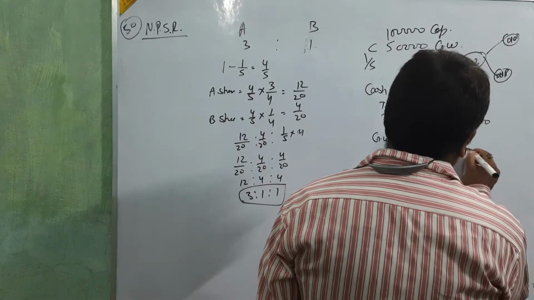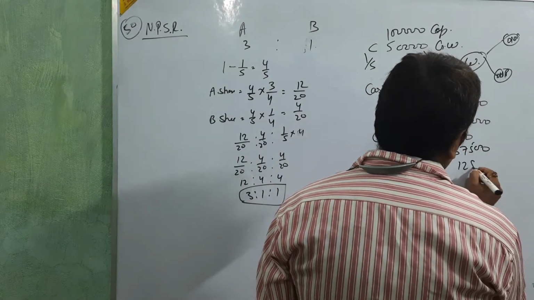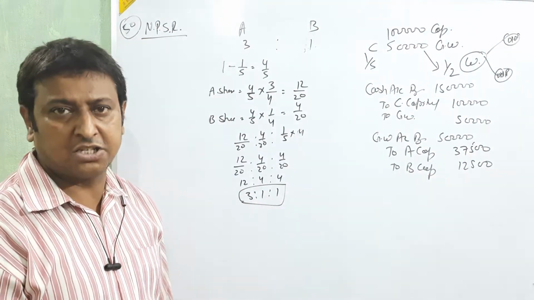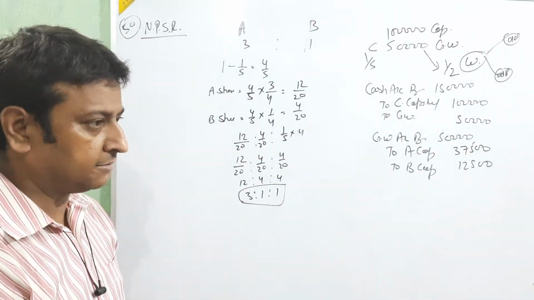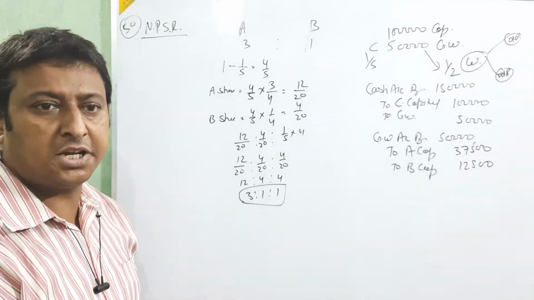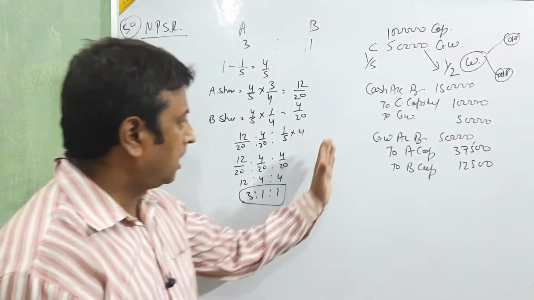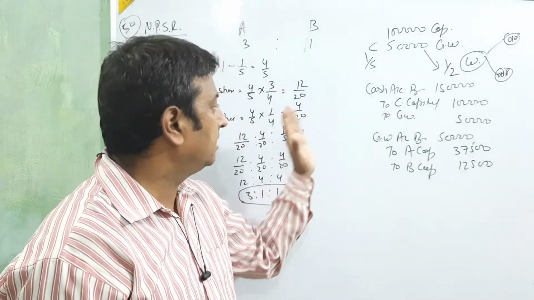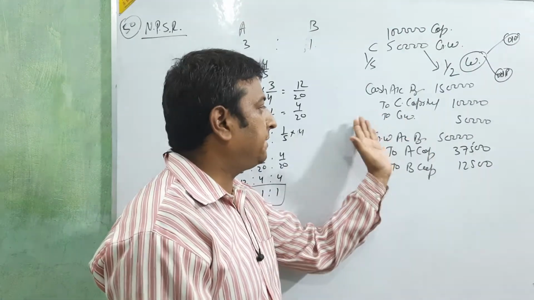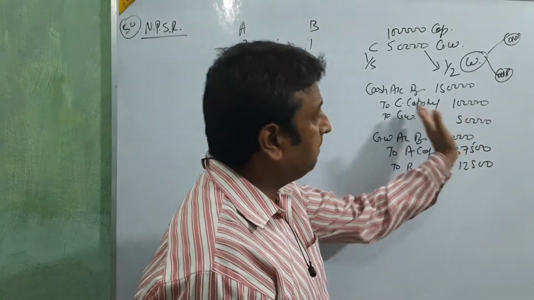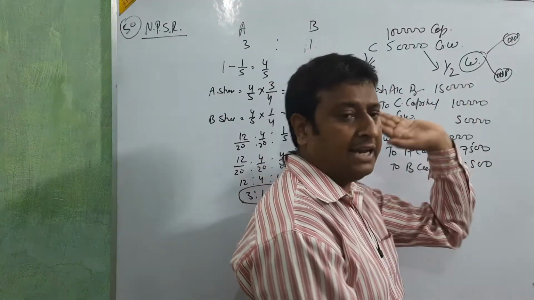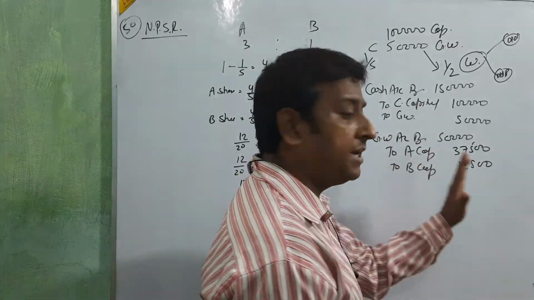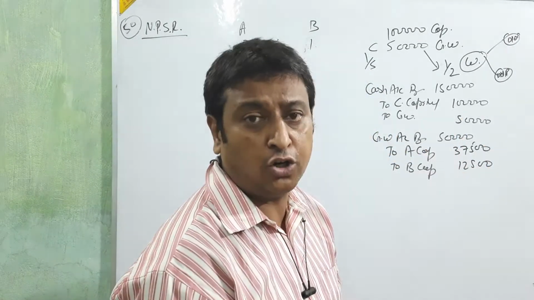So 37,500 and 12,500. This is the ratio of 3:1. Clear? I think you remember these entries. First, cash account debit to C capital and to goodwill: 1 lakh capital, 50,000 goodwill, total 1,50,000. Then goodwill account debit to A capital and B capital, divided in 3:1.